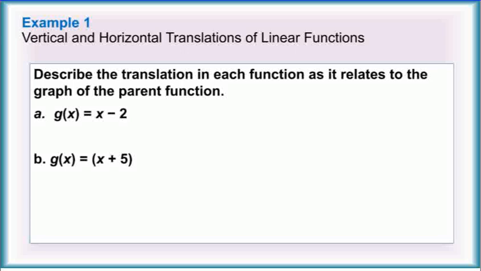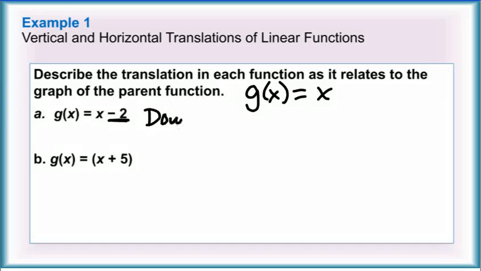Now let's take a look at some examples. Let's describe the translation in each of the functions as it relates to the graph of the parent function. The parent function would be g of x equals x. So right now we have g of x equals x minus 2. Since the k is a minus 2, we are going down 2.